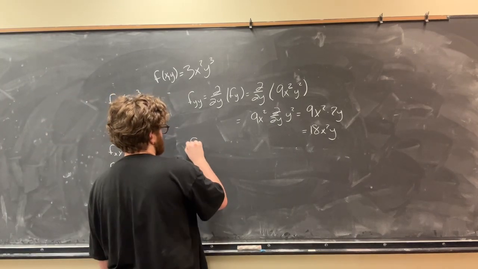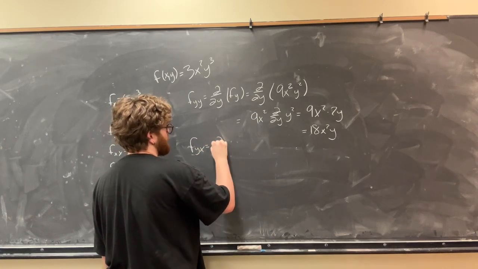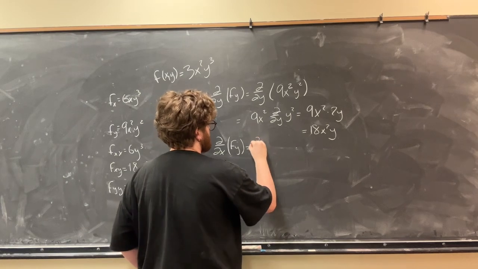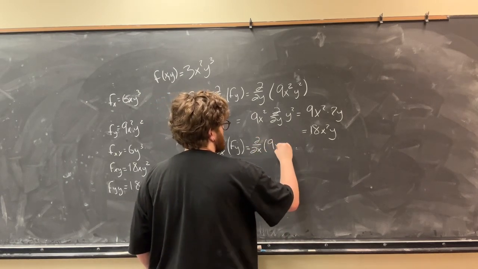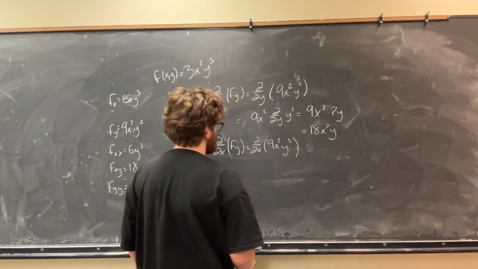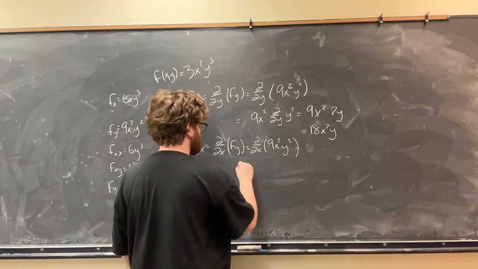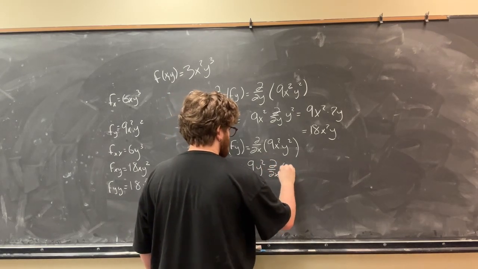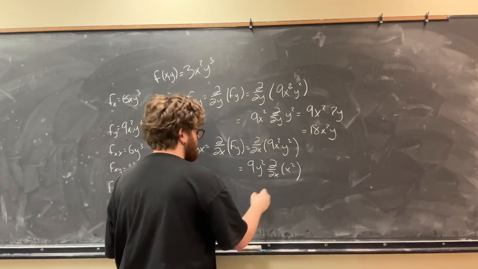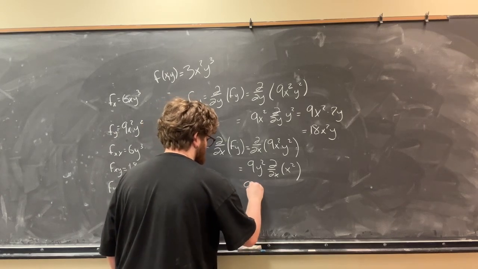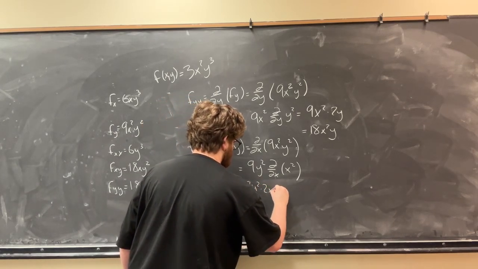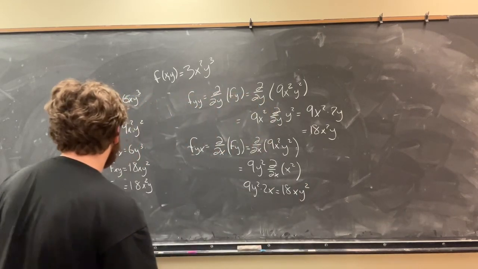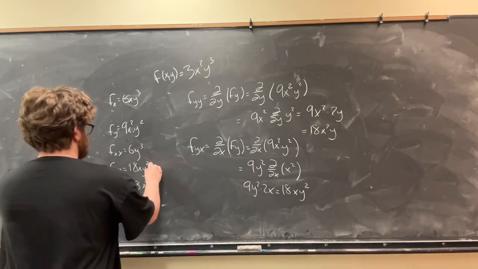And then we want to find our fyx. That's the partial with respect to x of fy, which is the partial with respect to x of 9x squared y squared. We can bring the non-x stuff out now. So that's 9y squared times the partial with respect to x of x squared. And then the derivative of x squared is 2x. So 9y squared times 2x, which is 18xy squared, which we see is exactly the same thing that we had here.